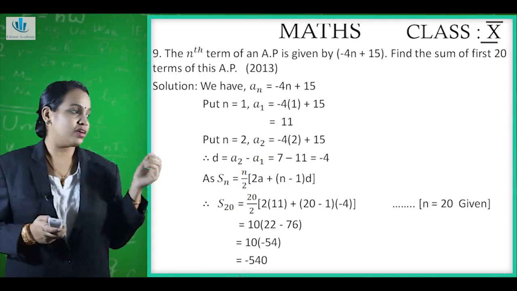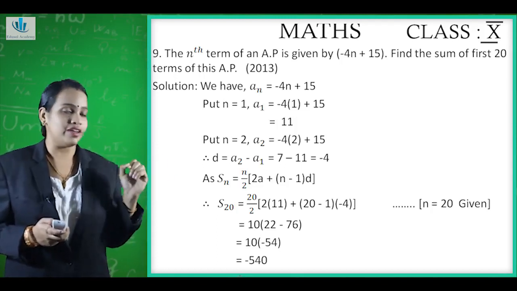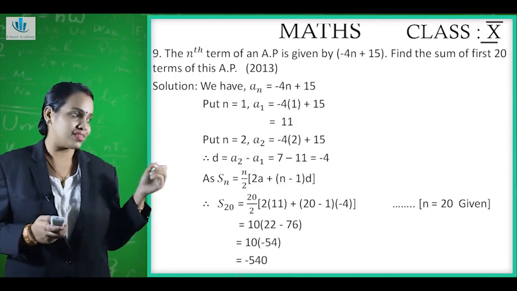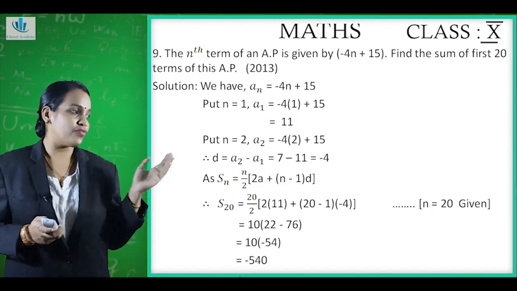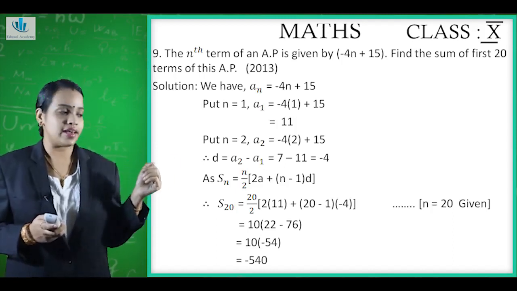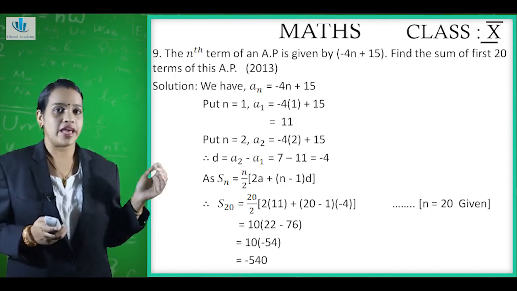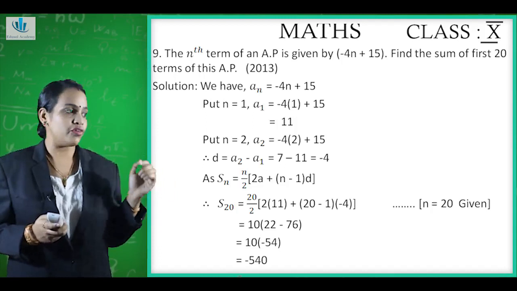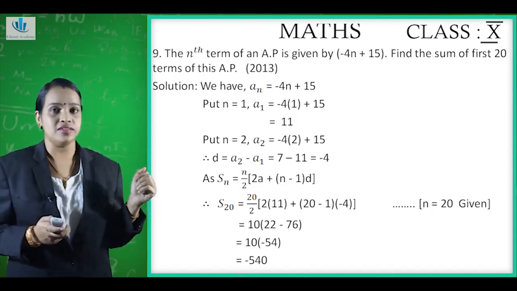Now we will find the common difference. Therefore d is equal to a2 minus a1, which is equal to 7 minus 11, which is equal to minus 4. Now we will put the formula of sum. You know the formula is Sn is equal to n upon 2 into 2a plus n minus 1 into d. Therefore, we will put the value of n as 20, which is already given in the question.